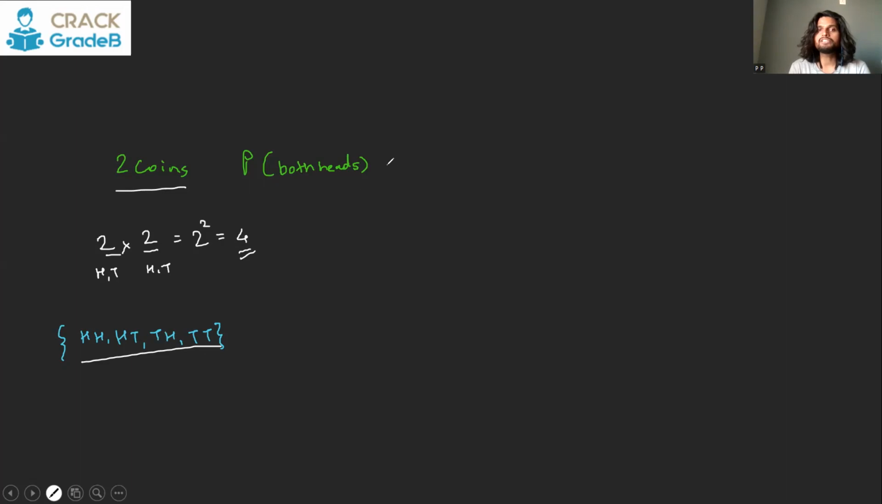So probability, when you say it, you first write the denominator, that is total cases. Total cases are 4, out of which our favorable cases are, you want both heads. There is only one case out of 4 which has both heads. That's why the probability is going to be 1 upon 4.